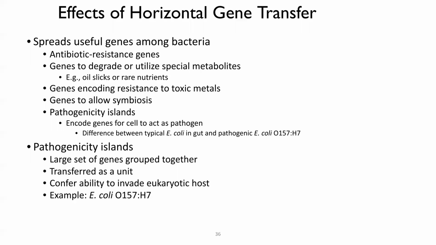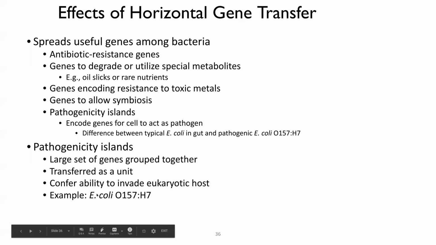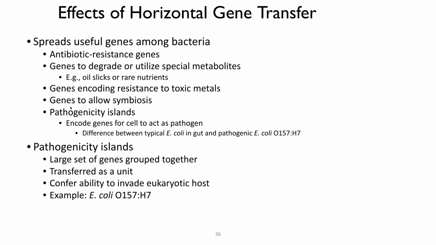Pathogenicity islands are actually cool. These are large sets of genes grouped together and they're transferred as a unit. And again, they do confer the capacity to invade a eukaryotic host. And if you guys were alive in the 90s, there was an E. coli strain called E. coli O157:H7. It was also the Jack in the Box bug, a very, very deadly form of E. coli that got its pathogenicity from a pathogenicity island it horizontally acquired from another bacteria.